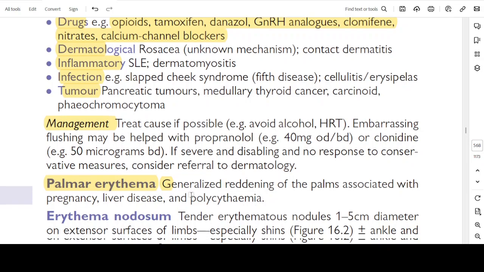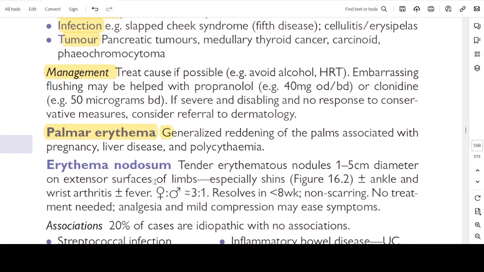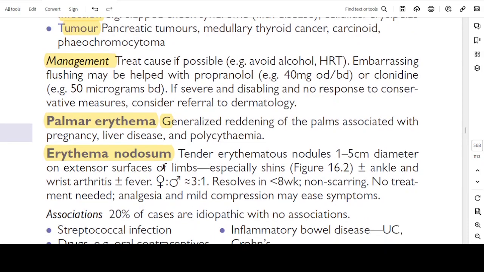Is palmar erythema. Erythema nodosum. Tender erythematous nodules 1 to 5 centimeters in diameter on the extensor surfaces of the limbs, especially the shins, plus or minus ankle, plus wrist, arthritis, plus fever. Erythema nodosum. Female to male is 3:1, resolves in less than 8 weeks.